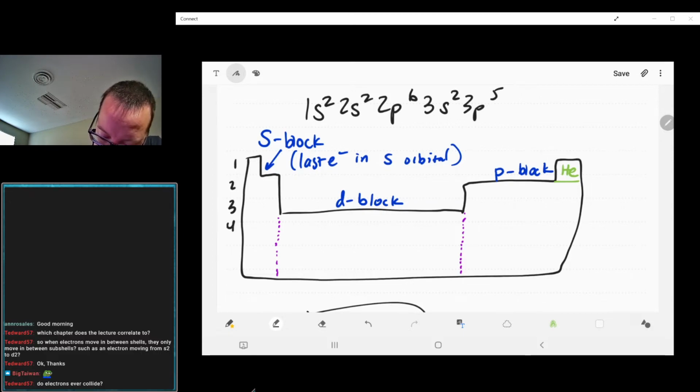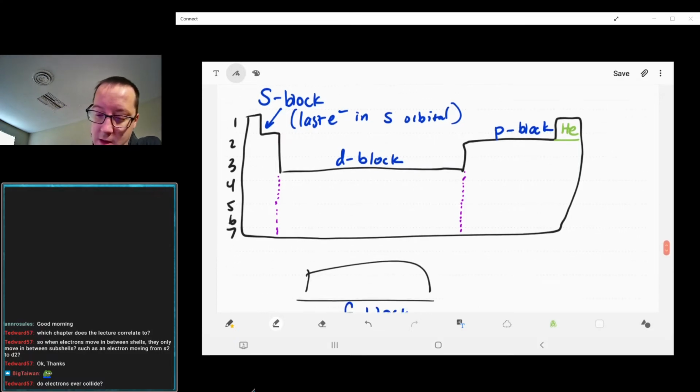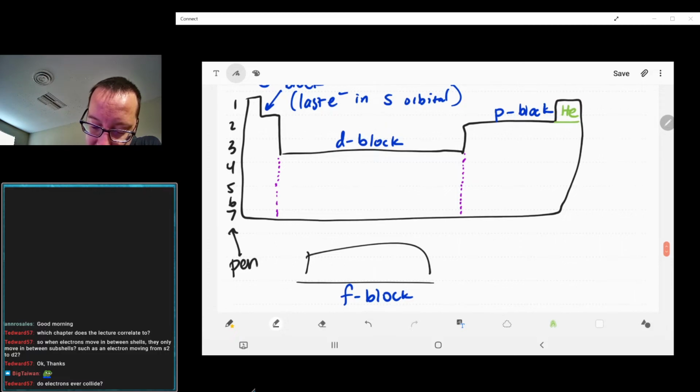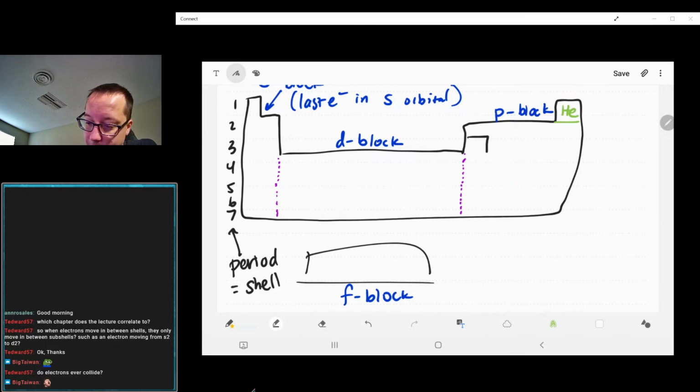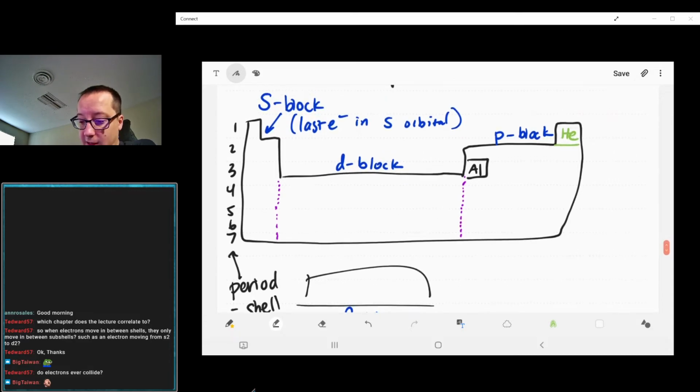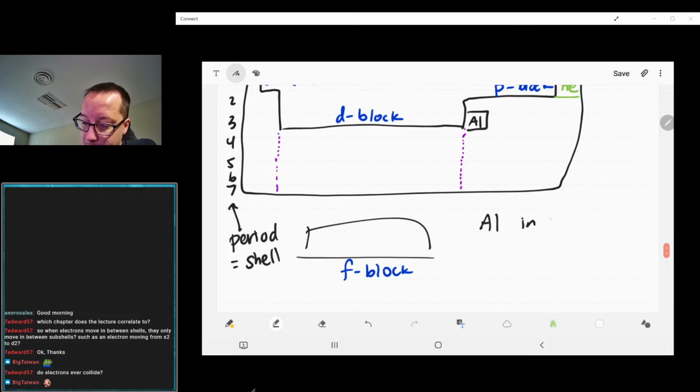If we look on the periodic table, we're going to see we have 7 rows. And notice we also had 7 shells. Coincidence? I think not. These rows on the periodic table, called the periods, will tell you how many shells that particular element will have. So if we look at, I don't know, here's our aluminum. Aluminum is right here. Aluminum, we're going to see, is in period 3. So it should have 3 shells.